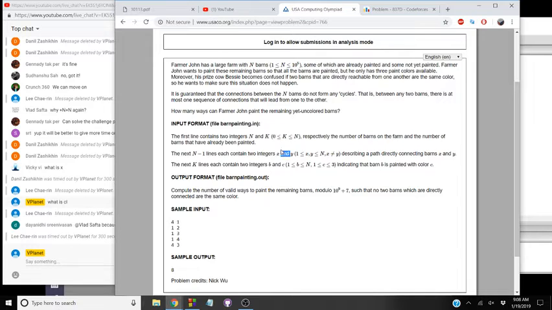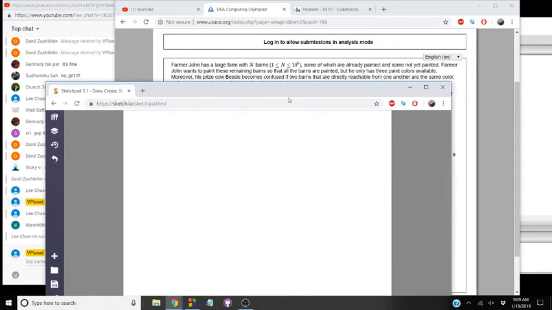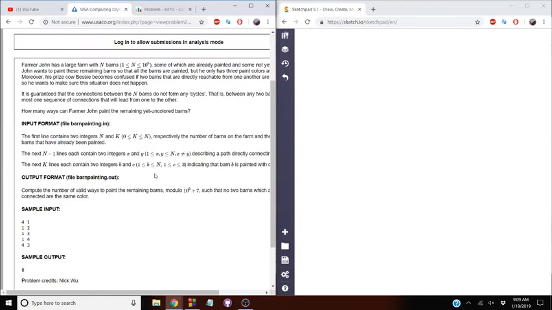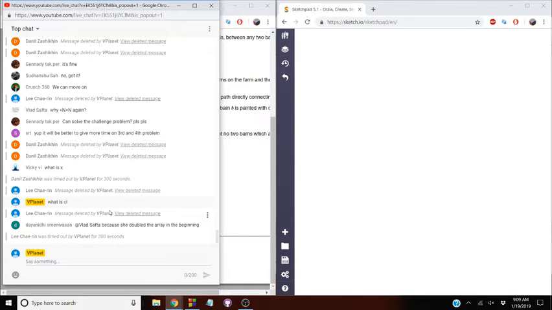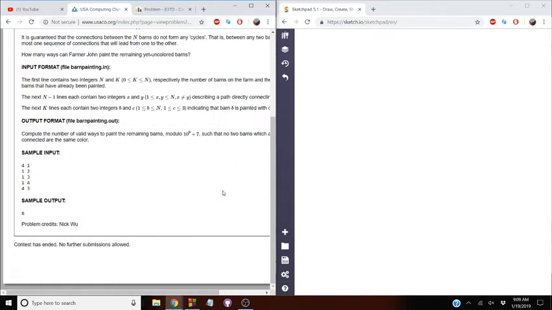Okay, so you're given the number of barns and the number of barns that have already been painted, and you are given the structure of the tree. And then you are given whichever barns are painted with whichever color. So this is a simple input. Let me draw this. We're just gonna end the question thing for that. Okay, cool.